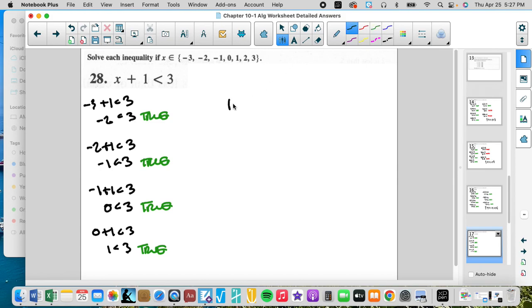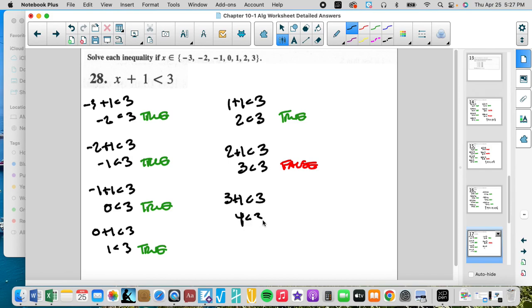Is 1 plus 1 less than 3? Is 2 less than 3? That is true. Is 2 plus 1 less than 3? Is 3 less than 3? That is false. It is not less than. And then 3 plus 1 less than 3 is 4 less than 3. That too is false. My solution set is negative 3, negative 2, negative 1, 0, and 1.